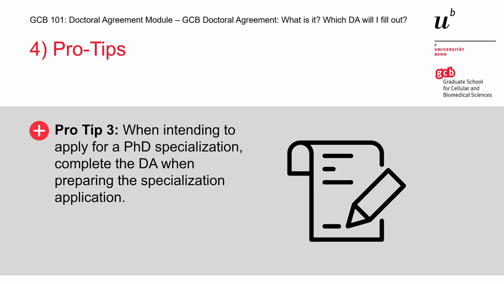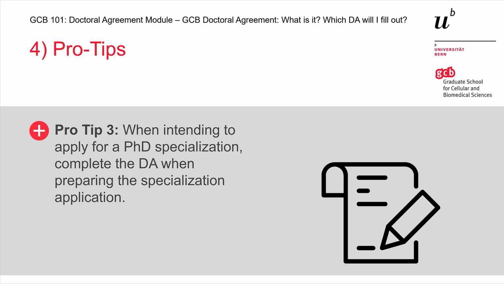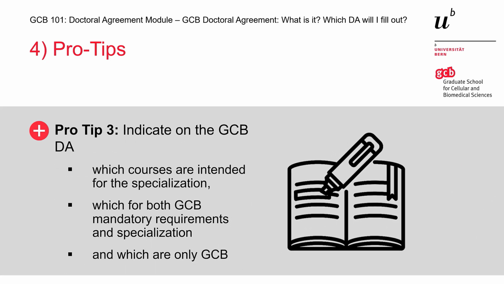You will note that there are mandatory courses to fulfill specialization requirements as well as those for the GCB. There is, however, some overlap. It is therefore wise to prepare your DA and specialization course plan in parallel. Indicate on the GCB Doctoral Agreement which courses are intended for specialization, which are for both GCB mandatory requirements and specialization, and which are only GCB mandatory requirements.